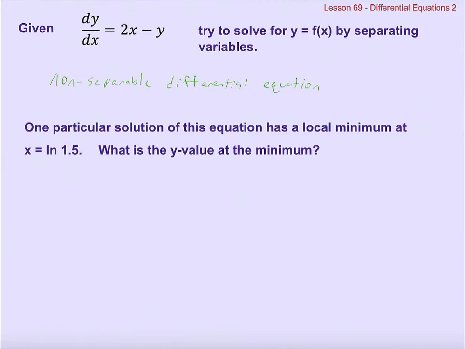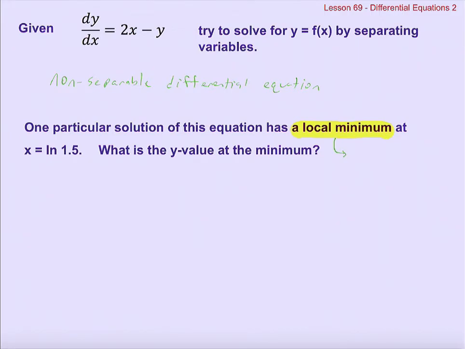So one particular solution of this equation has a local minimum at x equals ln of 1.5. And then the question asks, what is the y value at the minimum? So what you need to do is be able to translate this in your head. And this is where all the things we do throughout the year all tie together. When we hear that the equation has a local minimum, think for a second, what are some things that means to us?